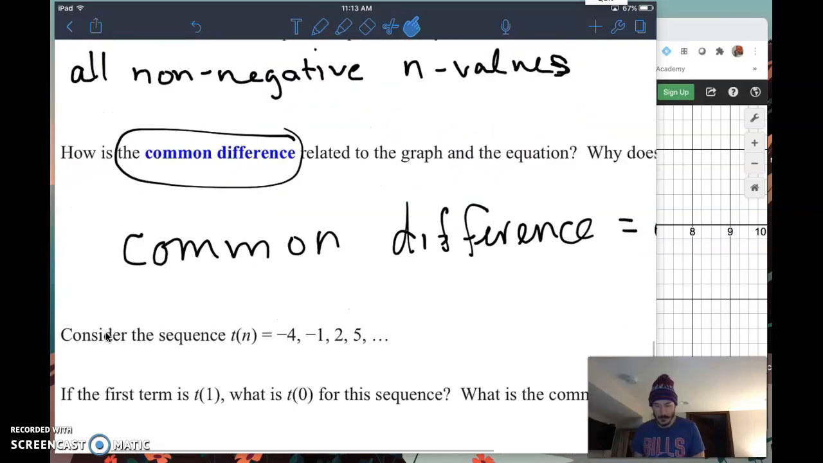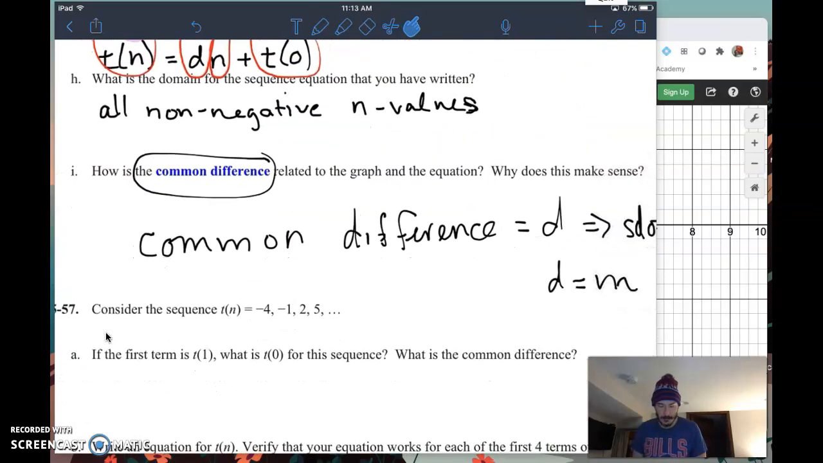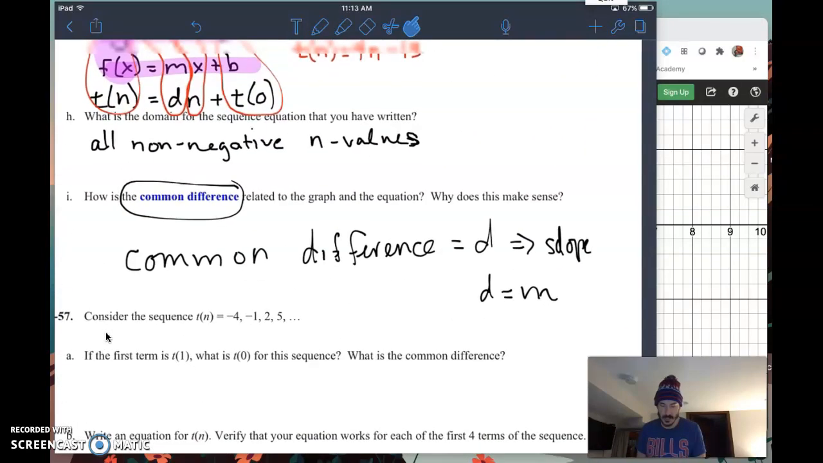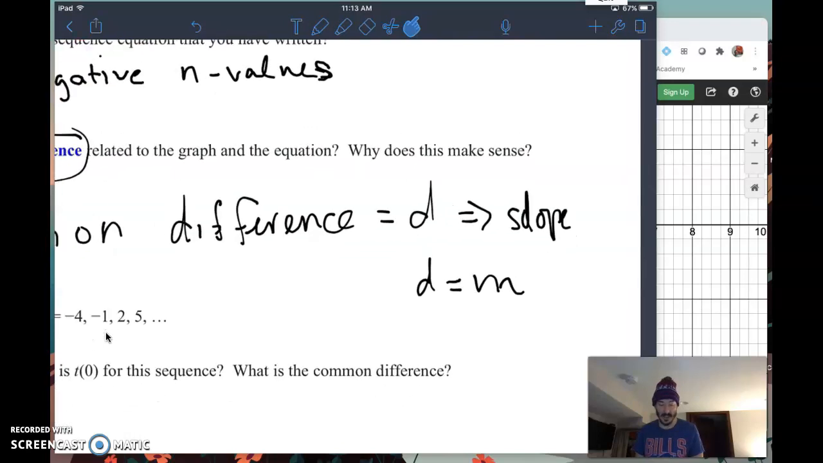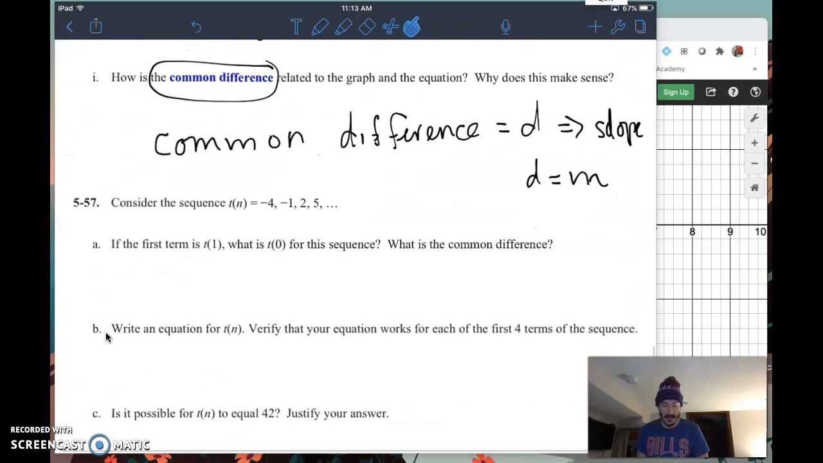Okay, how is the common difference related to the graph? The common difference is simply my slope. My writing is a little sloppy, but that common difference, d, is just my slope, so d and m are the same thing. All right, and then I've got another problem here that is really going to help us with this particular idea and understanding.